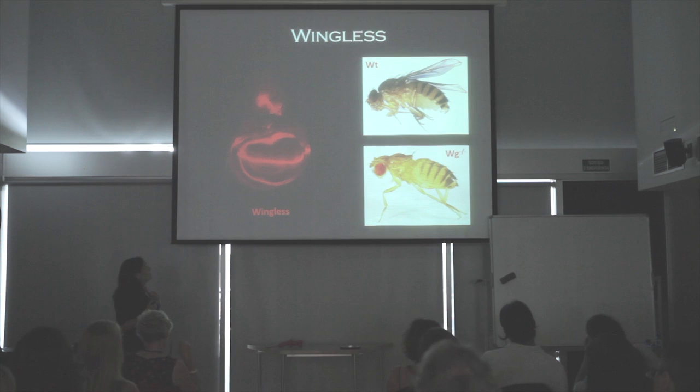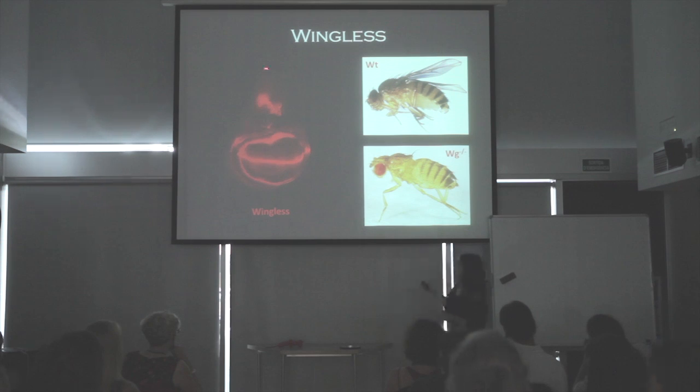So the main pathway we study in the lab is the wingless pathway. It has this pattern of expression here. This is the DV boundary, in red. And then there is a ring surrounding the wing pouch, so it encloses the part that will form the proper wing in the adult.